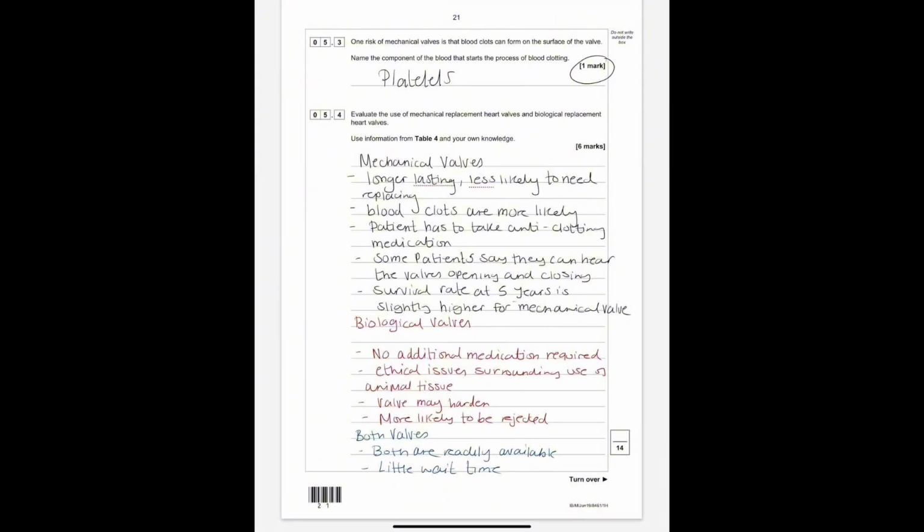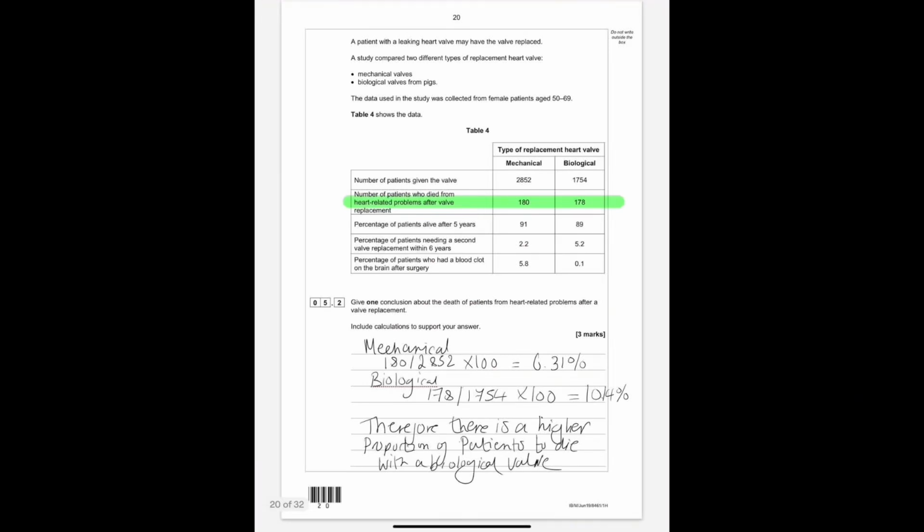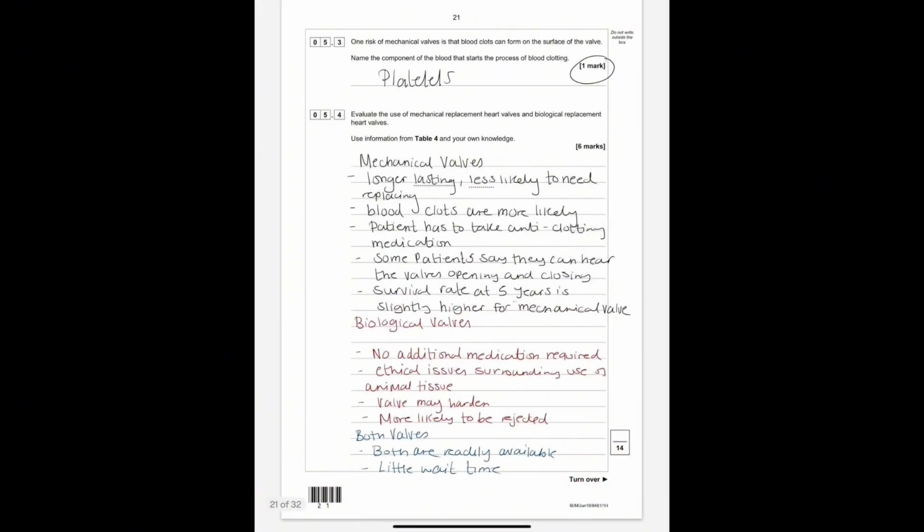Okay, biological valves, no additional medication is required if you get a biological valve. Ethical issues surrounding the use of animal tissue, some people do not agree with it. The valve may harden, which is why it needs to be replaced more often. We can see over here, percentage of patients needing a second valve replacement within 6 years, because it's 5.2%, and then more likely to be rejected. And then both valves, they both are readily available, and there's little wait time.